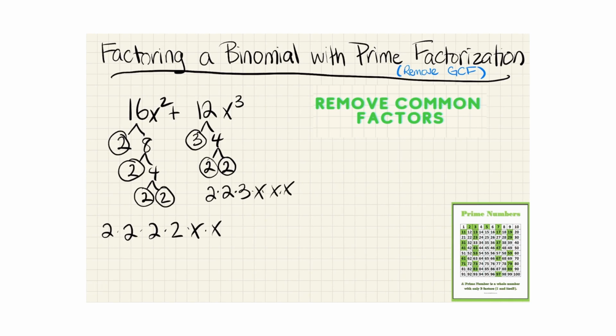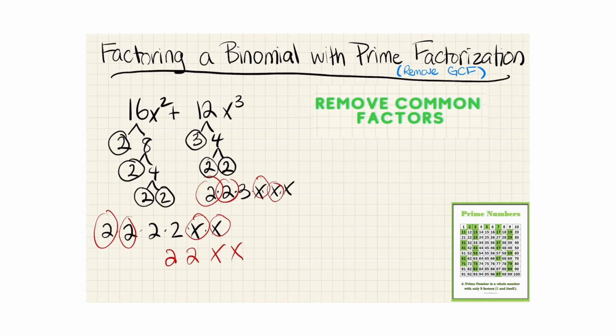All right, so just like when we were doing the greatest common factor, we're going to look for ones that are the same. So I have a 2 and a 2. I have another 2 I can find in both of them. And there's no more 2's in that second one, and there's no 3's in that first one. So the numbers are done, but I still have an x I can take out. So I have 1x and 2 x's. So I can take out 2 x's.